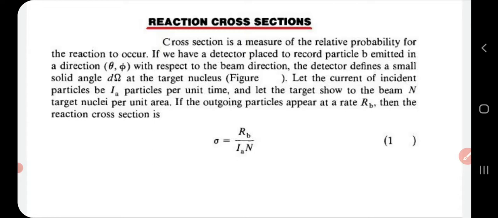Now if the outgoing particles appear at a rate Rb, then reaction cross section is given by this formula. So reaction cross section is denoted by sigma. It is given by Rb by Ia N. What is Ia? It is the current of incident particles per unit time. Rb is the rate of outgoing particles, and capital letter N is the number of target nuclei per unit area exposed to the incident beam.